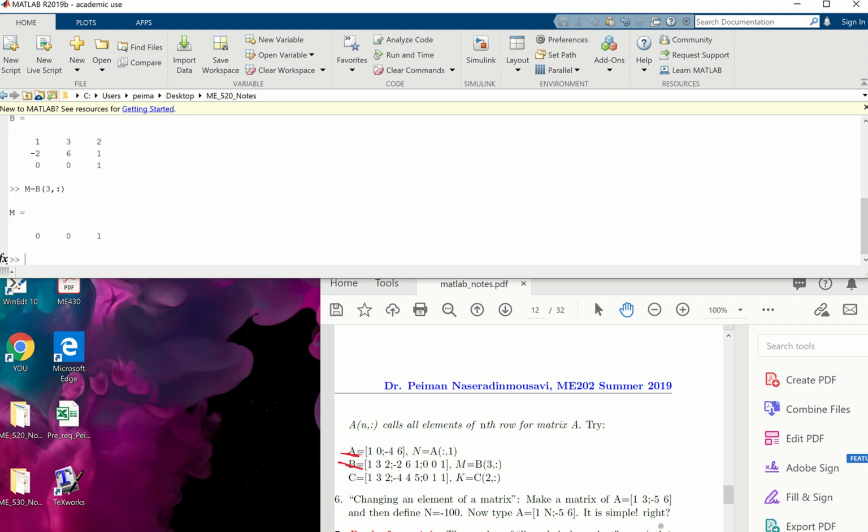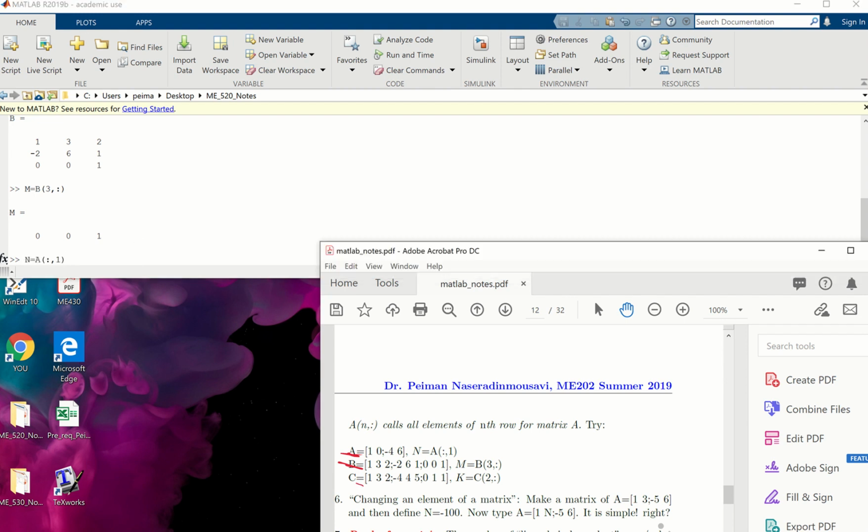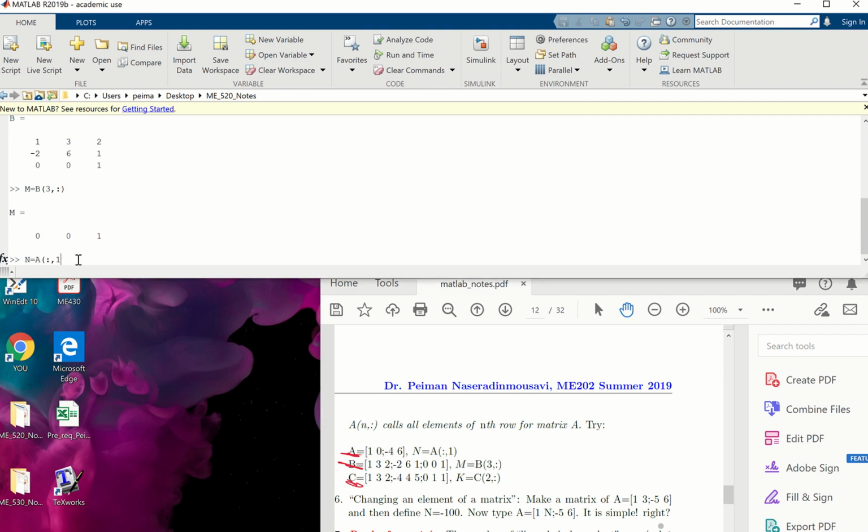Understand? Or our C, I'm talking about this, guys. This is the C we had previously: 1, 3, 2, -4, 4, 5, and 0, 0, 1. This is our new C. If I say show me C(2, :), in matrix C show me the second row and all its columns. So you're going to see -4, 4, 5. Understand? No doubt.